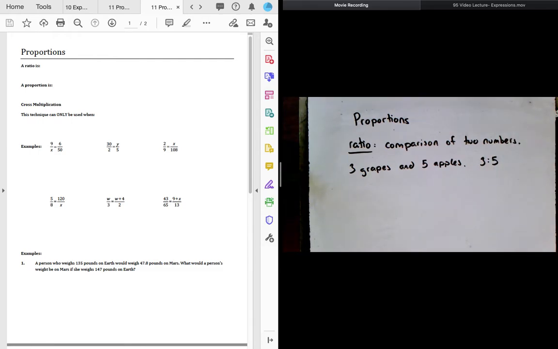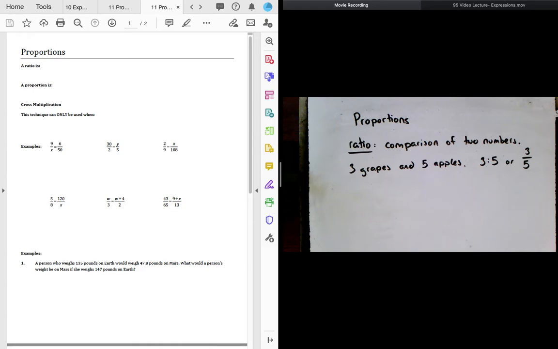This means 3 to 5, or the relationship between the number of grapes and the number of apples I have is 3 to 5. Or more commonly, we express it as a fraction, 3 over 5. These mean the same thing. And so we can use fractions also as a comparison of two numbers.